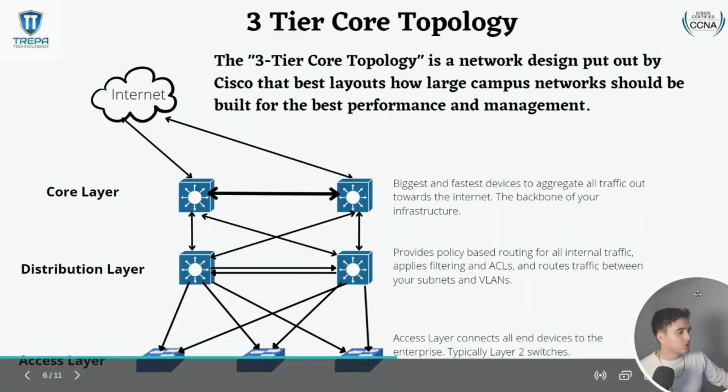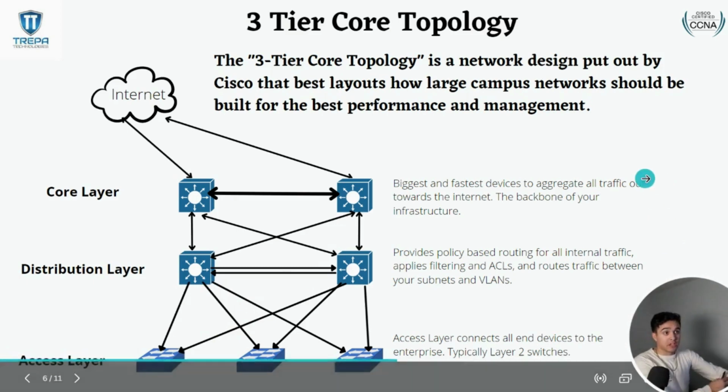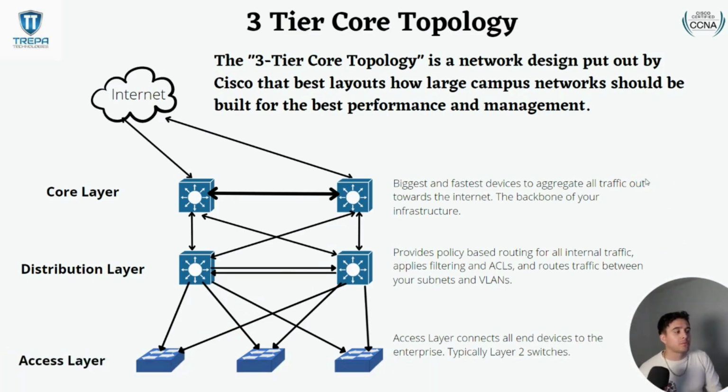Okay, now let's get into some more specific Cisco architecture. So we're going to get into the 3-tier core topology. This is a large campus network design that has been around for a while in Cisco and has gone through changes throughout the years. But for the CCNA exam, this is what they want you to learn. And these are really the terms you're going to hear a lot when working in those large enterprises. Core layer, distribution layer, the access layer, right?